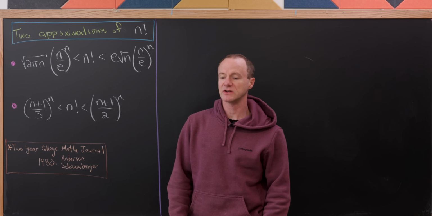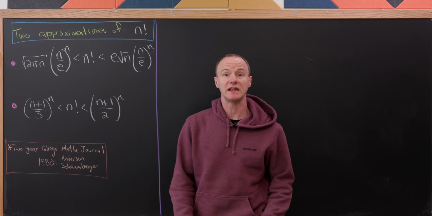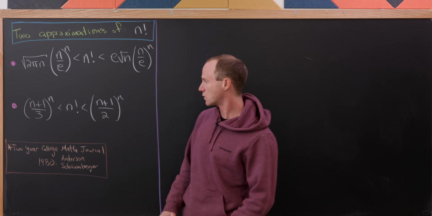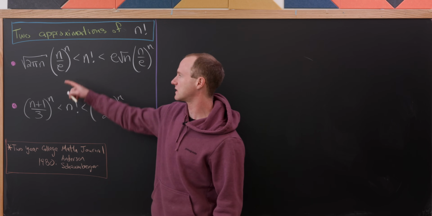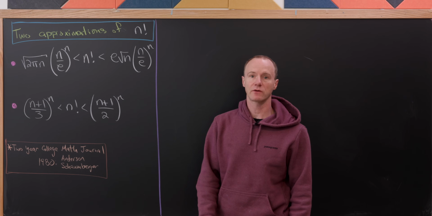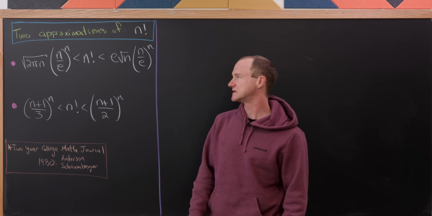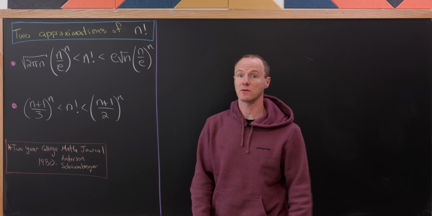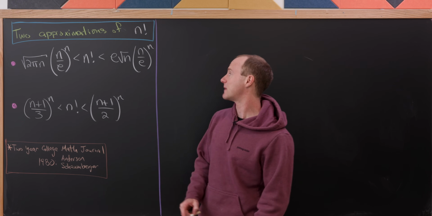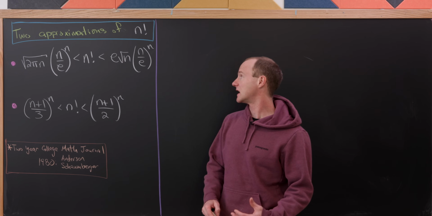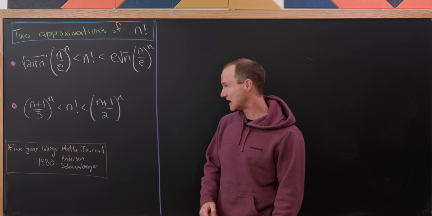Today we're going to derive two nice approximating inequalities of n factorial. The first one says that n factorial lies between the square root of 2 pi times n over e raised to the n power. So that bounds it from below. And then it's bounded above by e times the square root of e times n over e to the n.